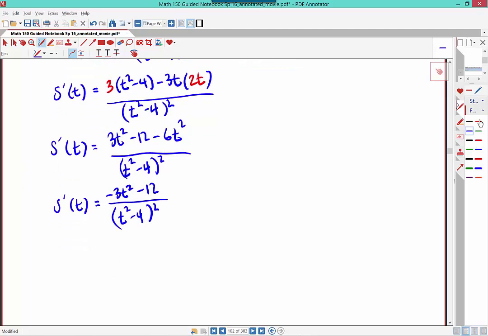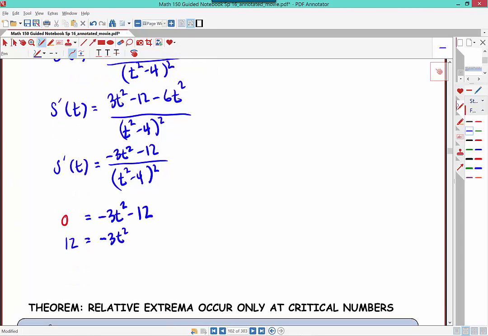So now, if I set s prime equal to 0 and solve, keep in mind you need only set the numerator equal to 0, because that will zero out the whole fraction, unless you ended up with 0 over 0, which we won't. So here, what happens? Well, we would get 12 is negative 3t squared. Negative 4 is t squared. Now, if you solve this, what do you get? If you square root both sides, we would get t is plus or minus 2i, right? Because that's imaginary, this is not real. So no critical number.